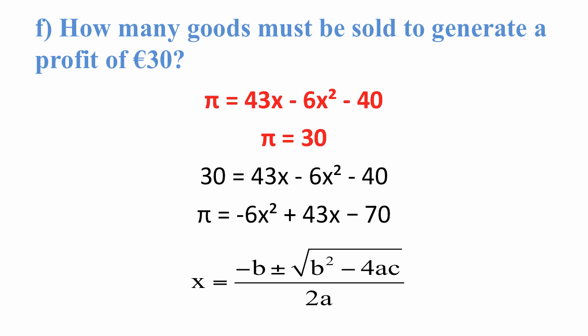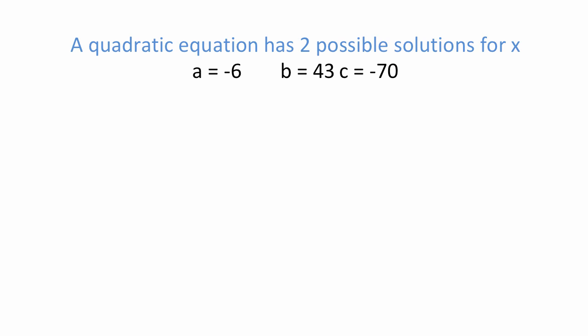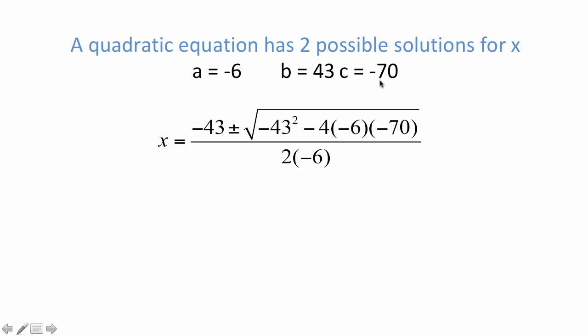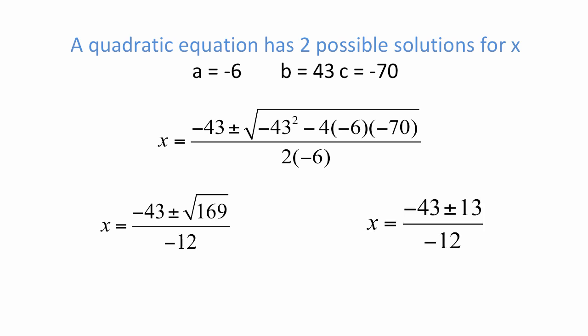So minus 6 is going to be your A value, your 43 is going to be B, and C is equal to minus 70. And plugging those into the formula, we have it all set up like this, and you just keep on working through it until we get to a point in which we can't do much more. Okay, so you have your minus 43 plus or minus your 13 over minus 12.